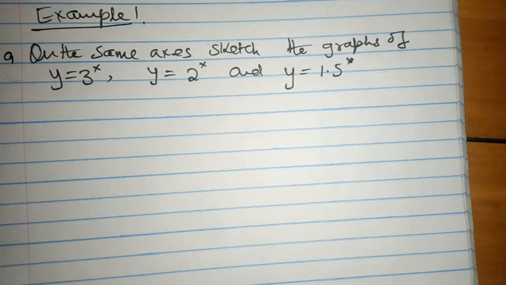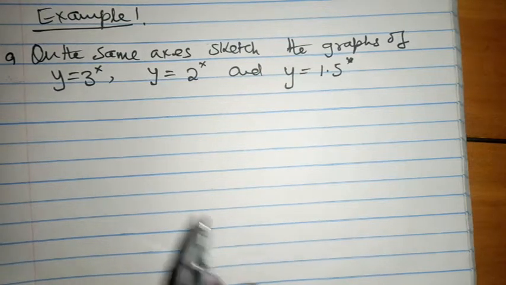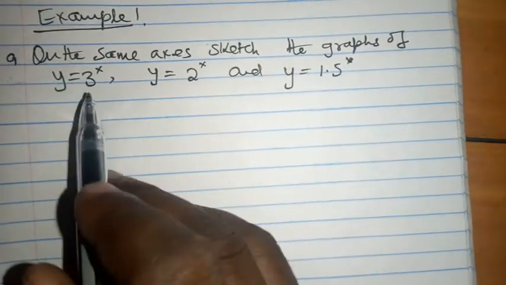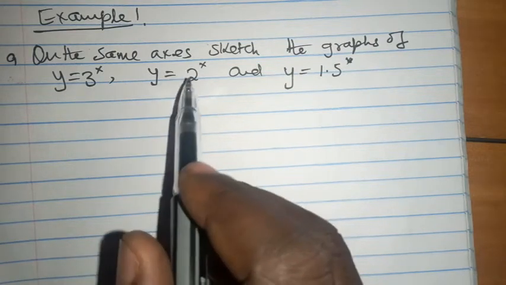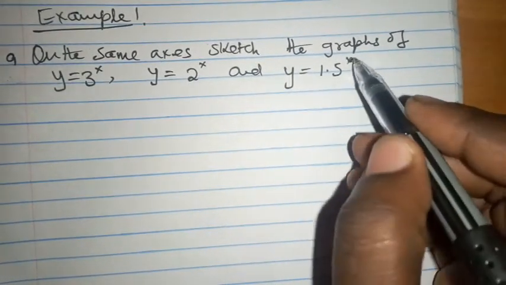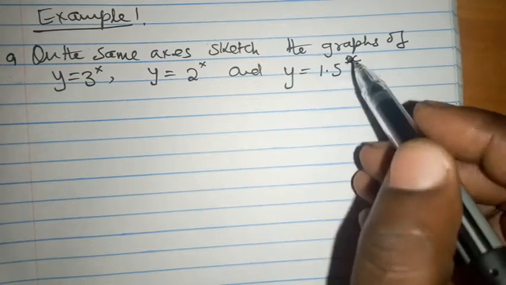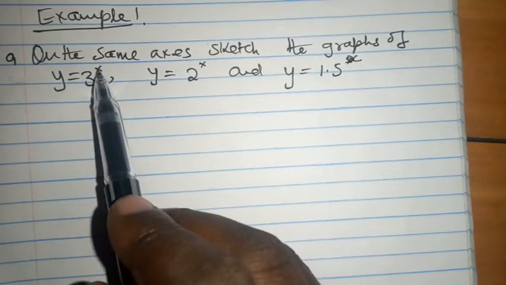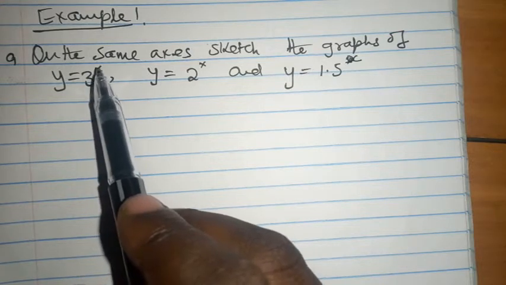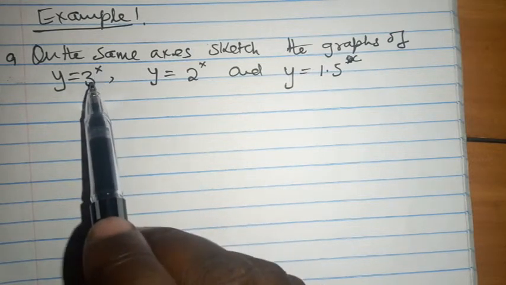Having seen and understood the features, it is important that we go to example 1 and find out exactly what's happening there. You're told, in the same set of axes, sketch the graphs of y equals 3 raised to power x, 2 raised to power x, and 1.5 raised to power x. All these are exponential functions due to the fact that the index is the variable.